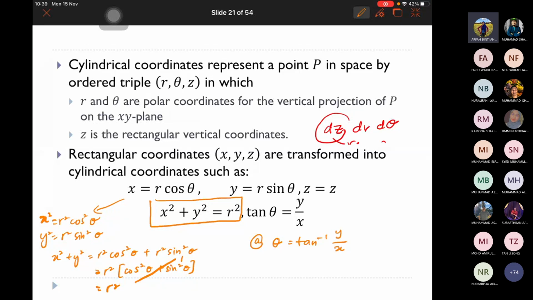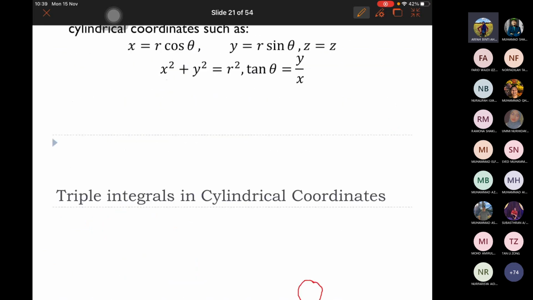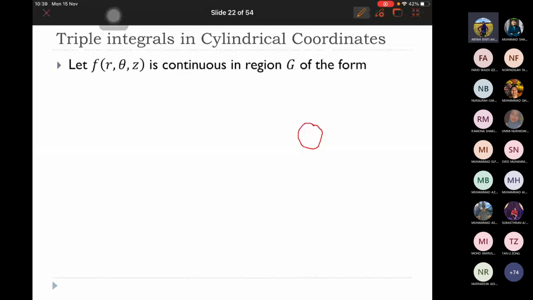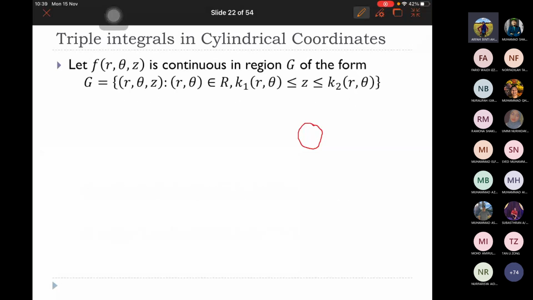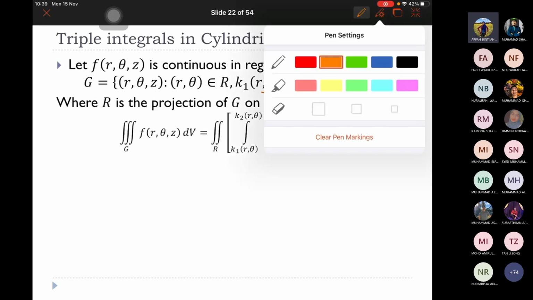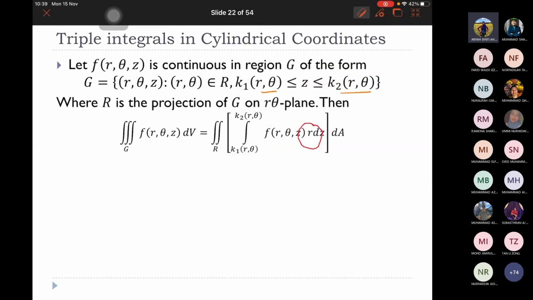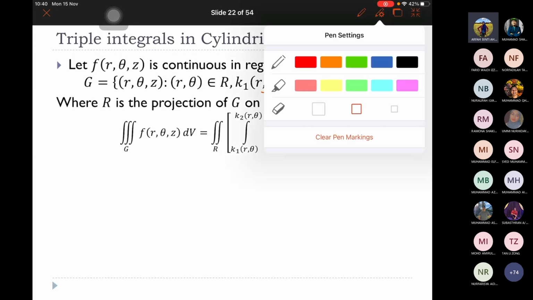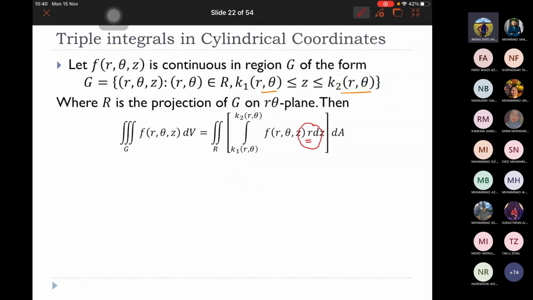So, daripada sini kita tengok macam mana dia punya integration will become. Okay. So triple integral in cylindrical coordinates, let's say you have f function of r, theta and z, and this function is continuous in the region G in the form of r, theta and z, by which z akan sama dengan z dalam sebutan r dan theta. Okay, z in terms of r and theta. So R is the projection of G on the r theta plane. So the integration of this function will become integration of f(r, theta, z) terhadap volume akan sama dengan integration of the function multiplied with r dz dr d theta.